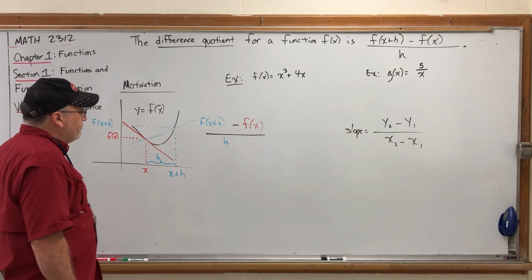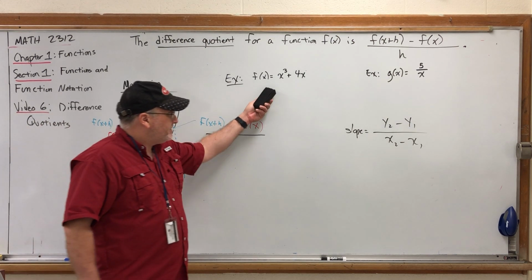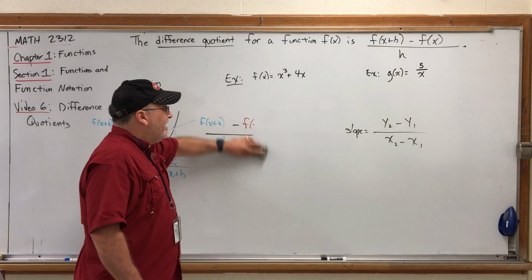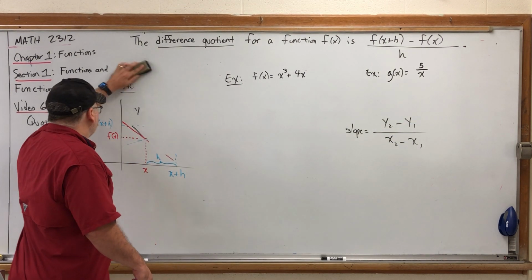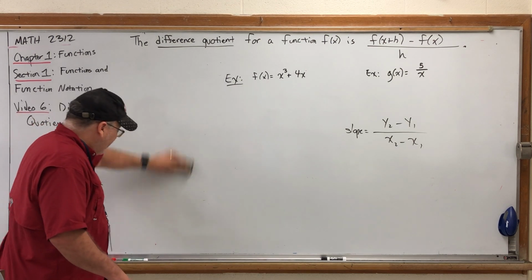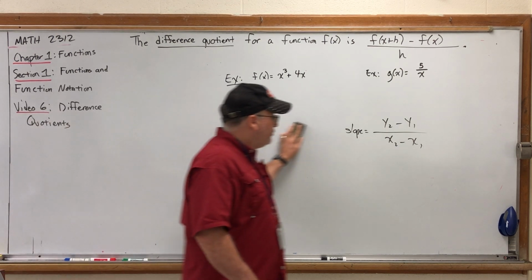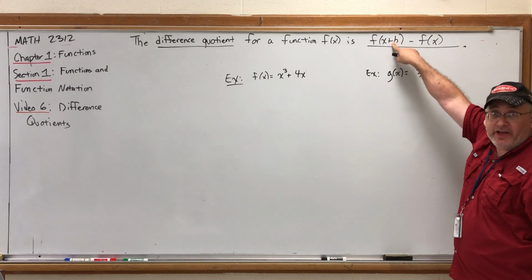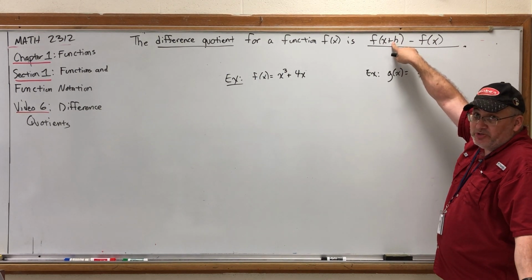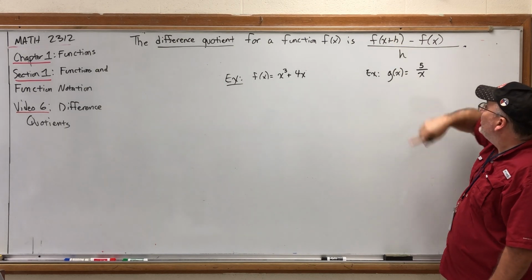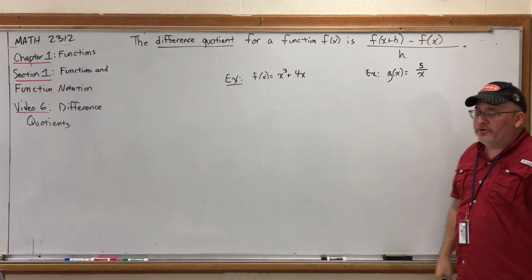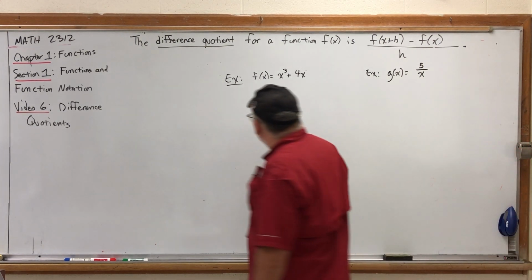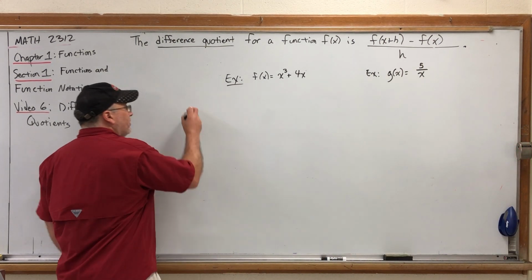But let's attack these two functions. Let's attack f of x equals x cubed plus 4x and g of x equals 5 over x, and see if we can calculate the difference quotient. To calculate the difference quotient, you only have to do 3 moves. Move number 1 is to evaluate the function at x plus h, which is sometimes easier, sometimes not as easy. Move number 2 is from that subtract the original function, and then move number 3 divide it all by h. So let's take a look at that for this first example.